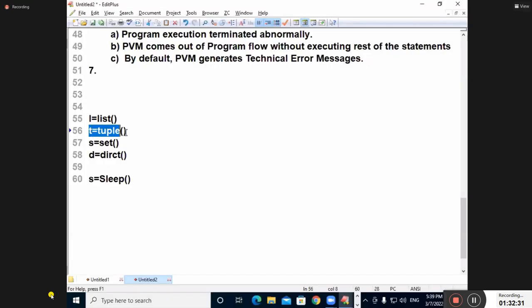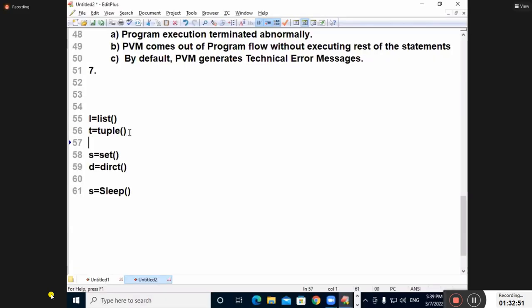How do you create a tuple? T is equal to tuple of. How do you do a sleep? S is equal to sleep of. Okay, sleep of correct. But sleep of no. S is equal to sleep of. What is S? I expect what I am saying, you also should say. I will accept that.